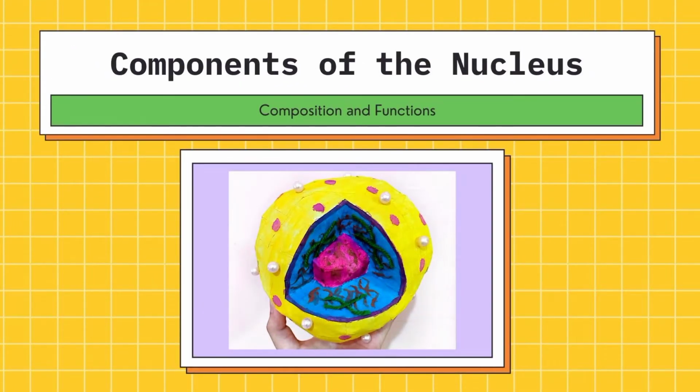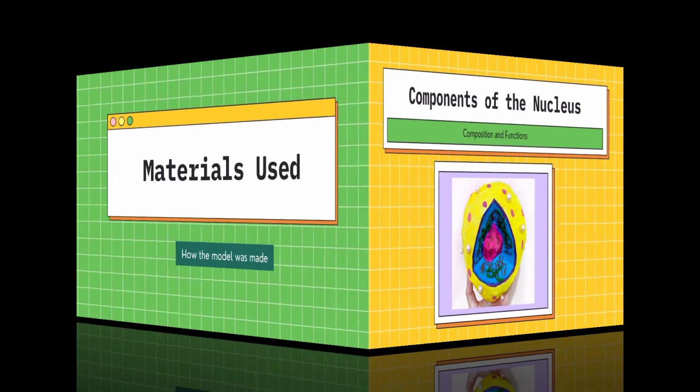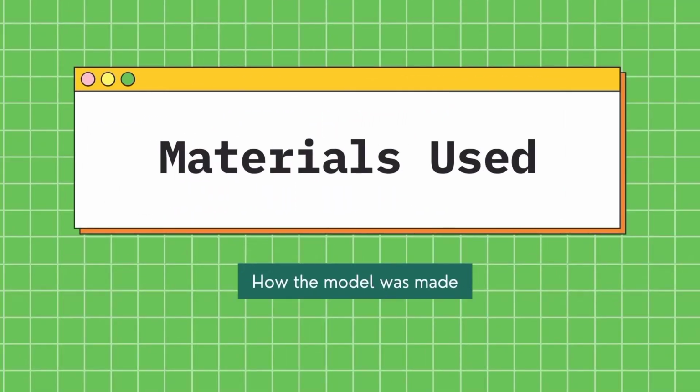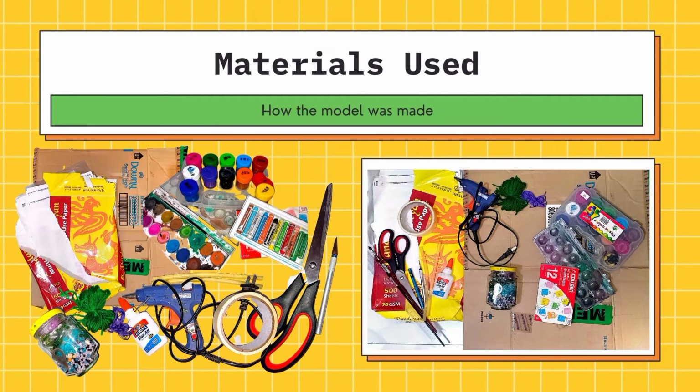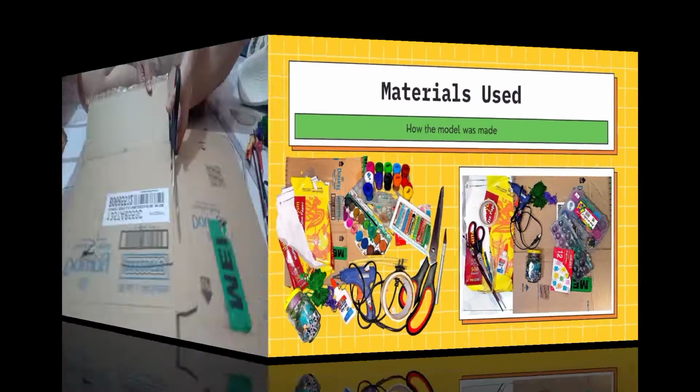This is the cell nucleus model I made in 2 days. This is made out of mainly cardboard and recycled paper. The things I used to create this, aside from those, were beads, yarn, watercolor, poster paint and paint brushes, ruler, pencil, scissors, an X-Acto knife for cutting, and don't forget the masking tape, glue gun, and a simple glue for sticking.